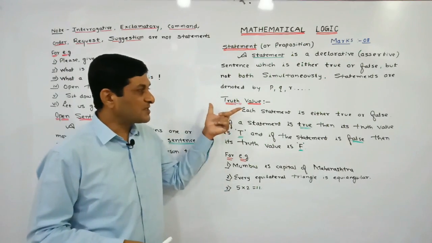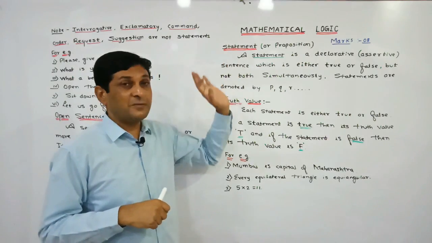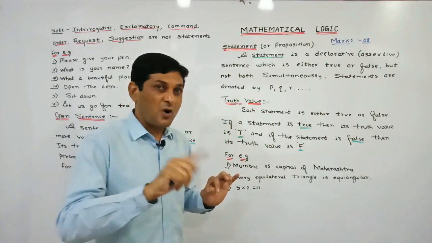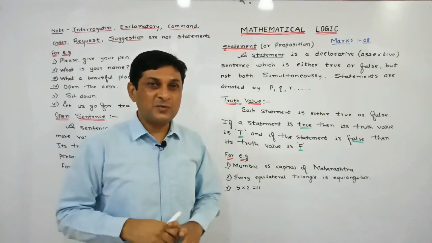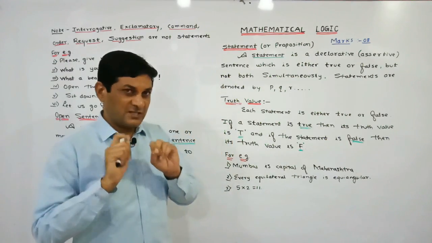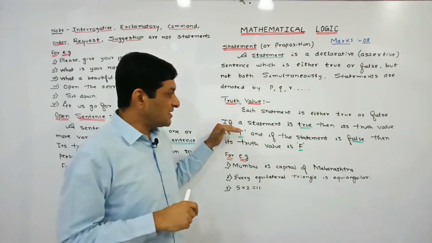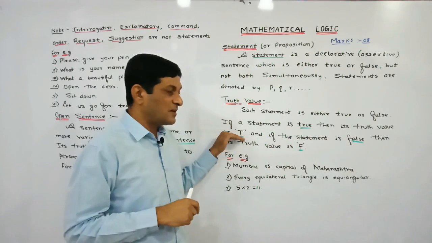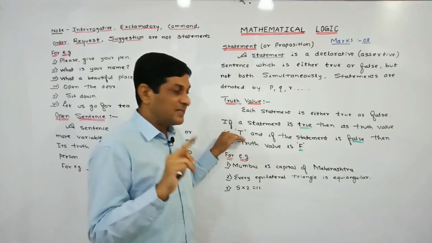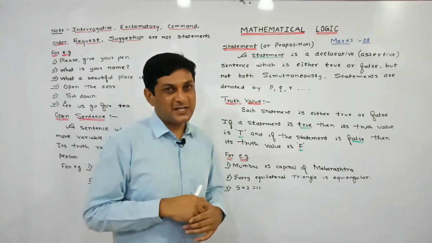Now let us discuss the second important definition, truth value. Just now we have seen that statement means what? A sentence which is either true or false. Means if one statement is given to us, only two possibilities are there. It is either true or it is what? False. That's why we are saying that each statement is either true or false. Now if the statement is true, then its truth value is denoted by what? Capital T. Getting it? So two possibilities are there. If it is true, then truth value is denoted by capital T, and if it is false, then truth value is denoted by what? Capital F.